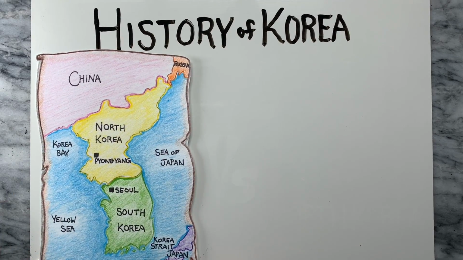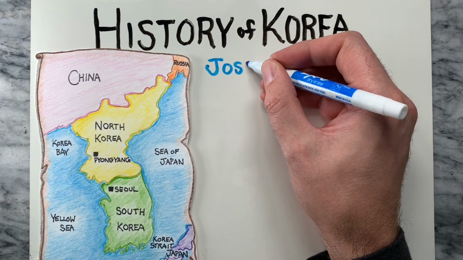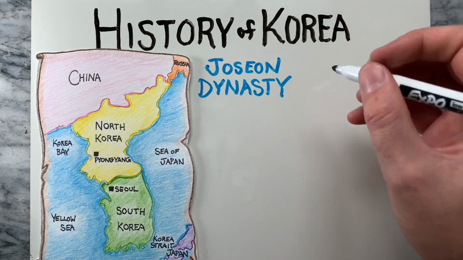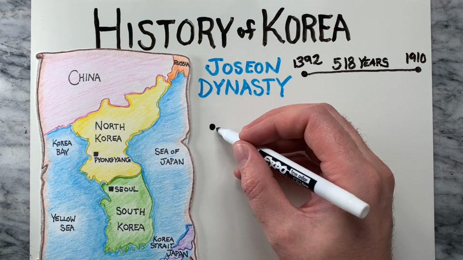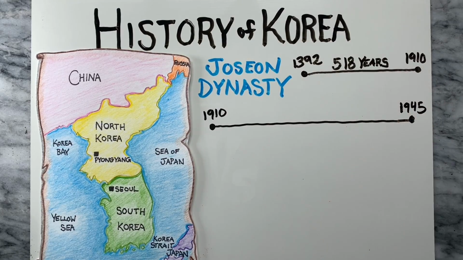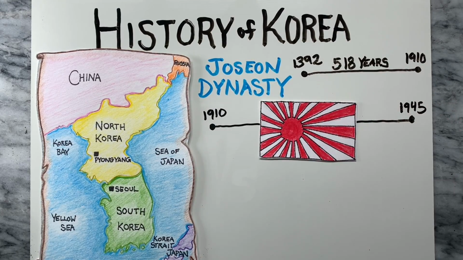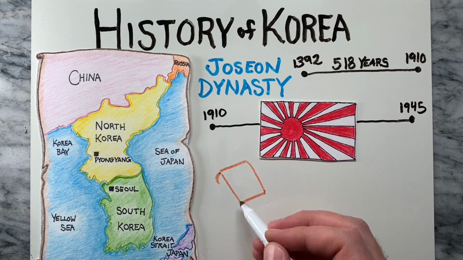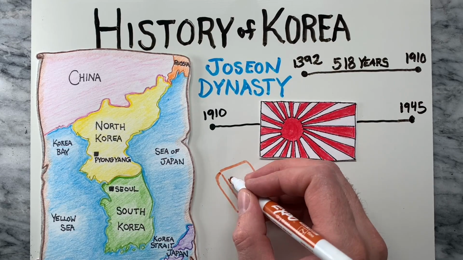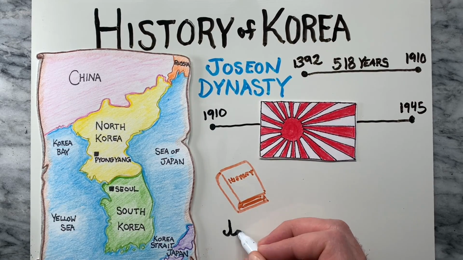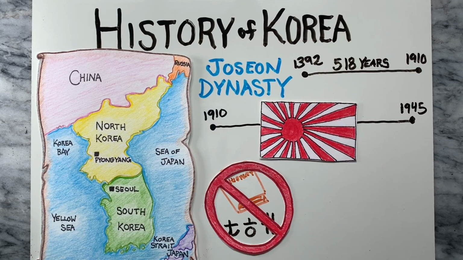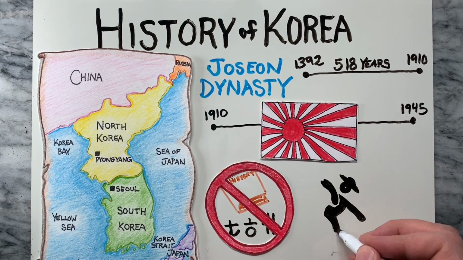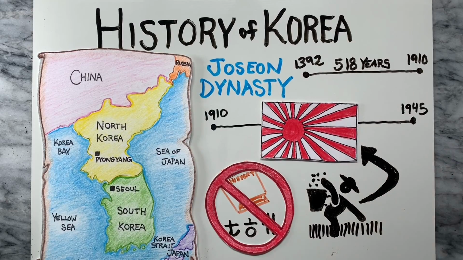In 1392, the Korean Peninsula was a united territory under the Joseon dynasty. But in 1910, Japan annexed Korea, and it remained under Japanese rule for 35 years until 1945. During this time, Japanese rule did not allow the teaching of Korean history and language, and the Japanese language was expected to be used. Industries such as farming were directed to fulfill the demands of Japan.